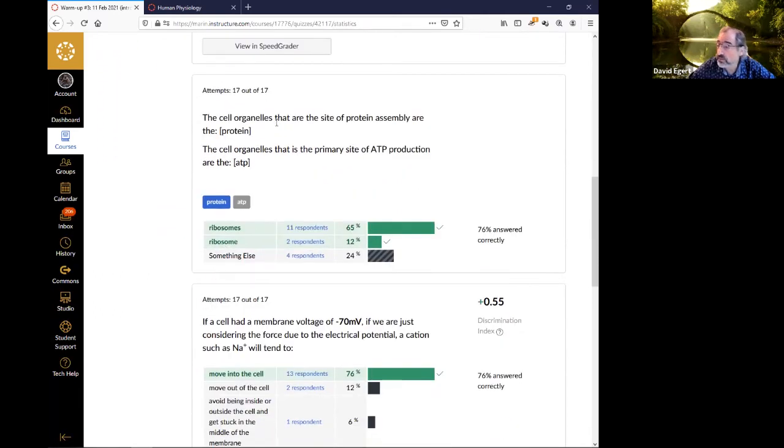Cell organelles, again, hopefully, the things that make protein are ribosomes. Some people wrote rough ER. I gave you credit for that. Rough ER, it's the ribosomes on the rough ER. That's actually the place where the proteins are being assembled. But in general, that is a place where proteins are getting made. ATP, the mitochondria. Depending on the time, we'll probably have a chance to start getting much deeper into what exactly is going on in the mitochondria today.